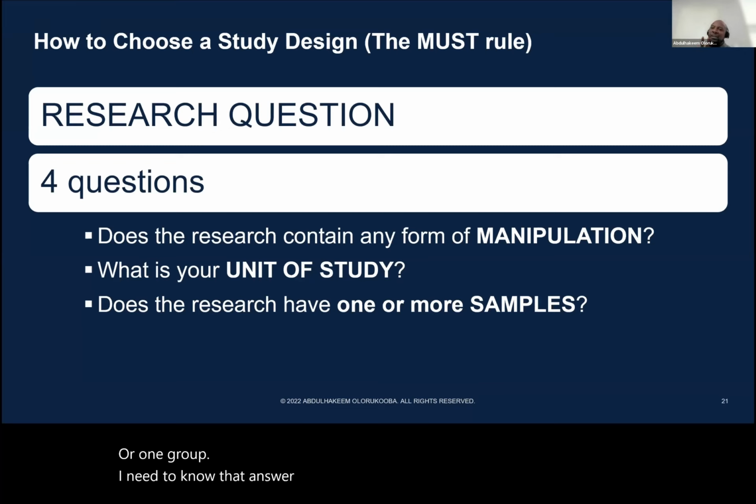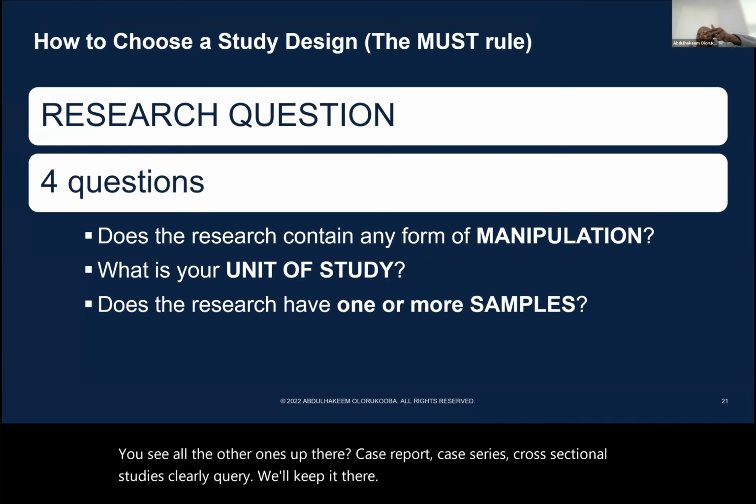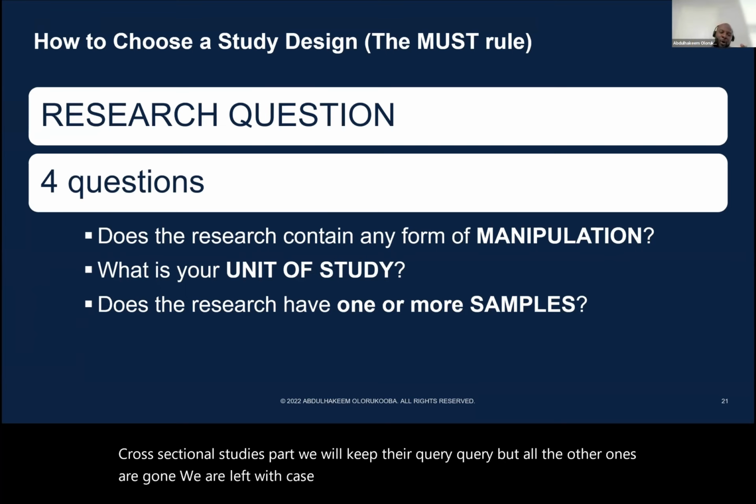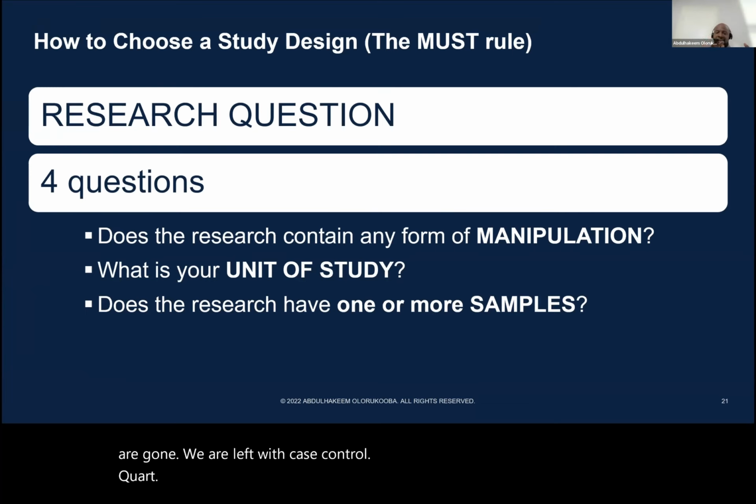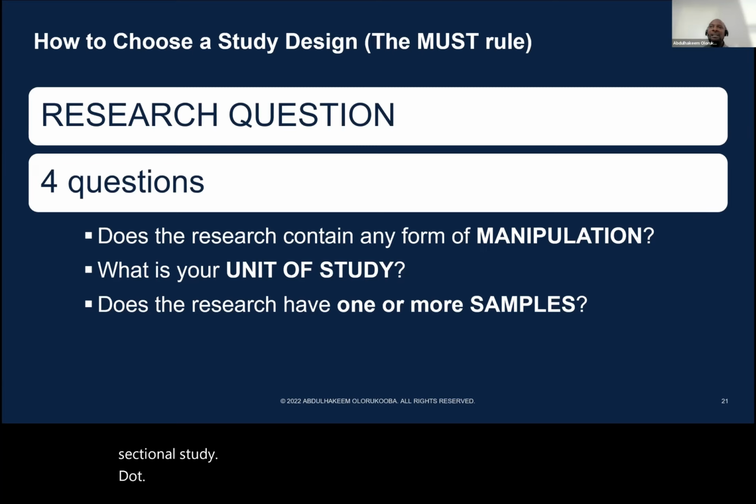If you say you're dealing with 2 groups, you see all the other ones up there: case report, case series, we'll keep cross-sectional studies there, part of it. But all the other ones are gone. We're left with case control, cohort, and to an extent, no longitudinal, no ecological, no case report, no case series. We're left with case control, cohort, and cross-sectional. Because there's a specialized form of cross-sectional study that is called a comparative cross-sectional study. That one has 2 groups.